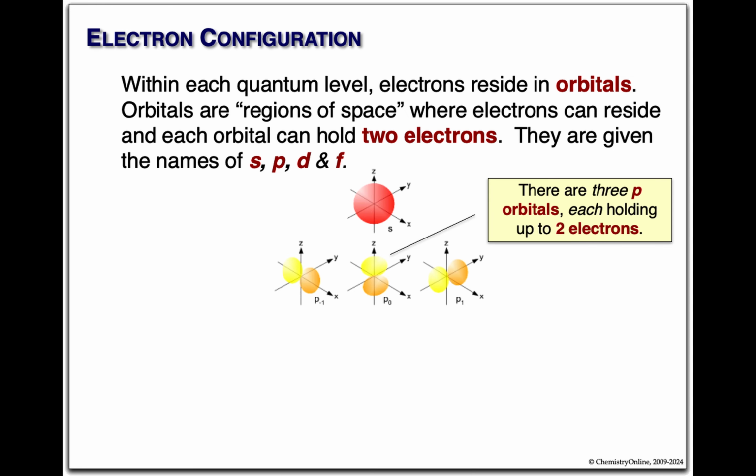D orbitals come next. There are 5 of them. This is my favorite, the little ring around the middle. They're kind of cute to look at. Again, each one can only hold 2 electrons. And f's are the last. This has 2 little rings around the middle.